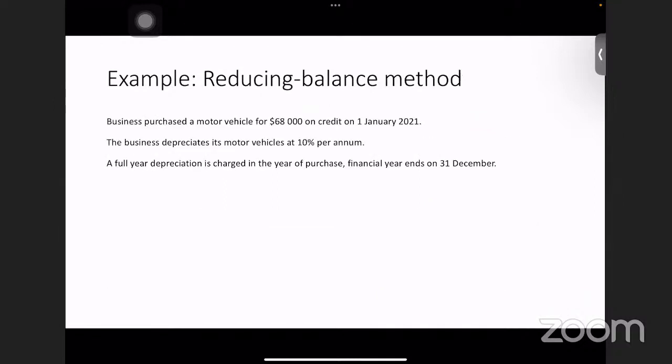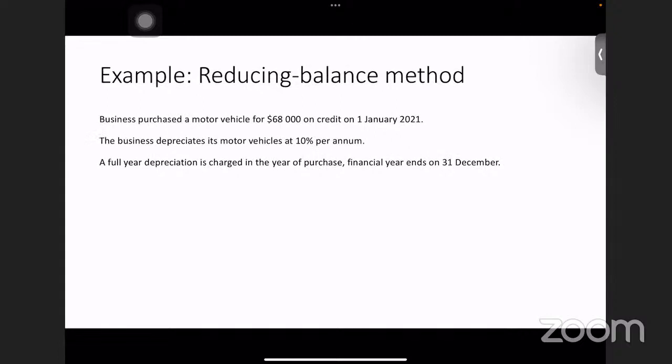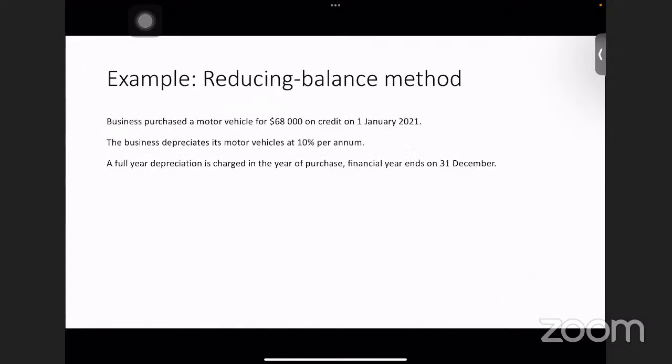Then now let's do something a bit more exciting, reducing balance method. So this one we are still keeping things easy where we only have one NCA. So later part, then we will do something a bit more fun and exciting where we have multiple NCA. So for here, it's the same example as previously. I have a 68,000 cost of a NCA, and then I'm depreciating 10% as well. But this time round, we are doing a reducing balance.